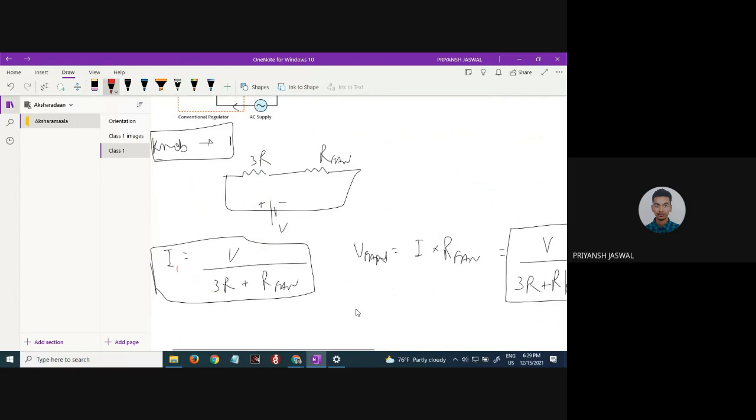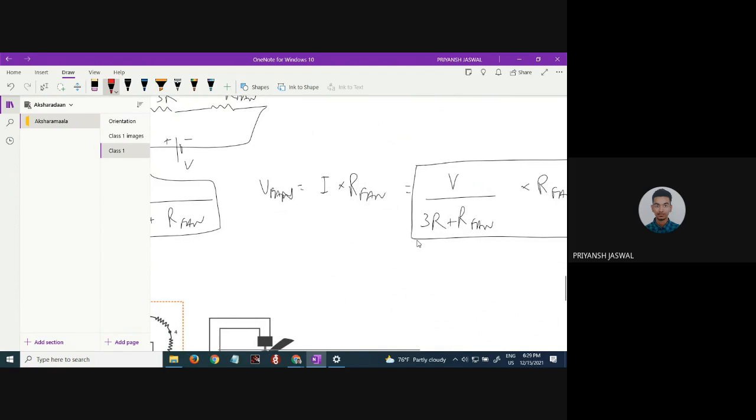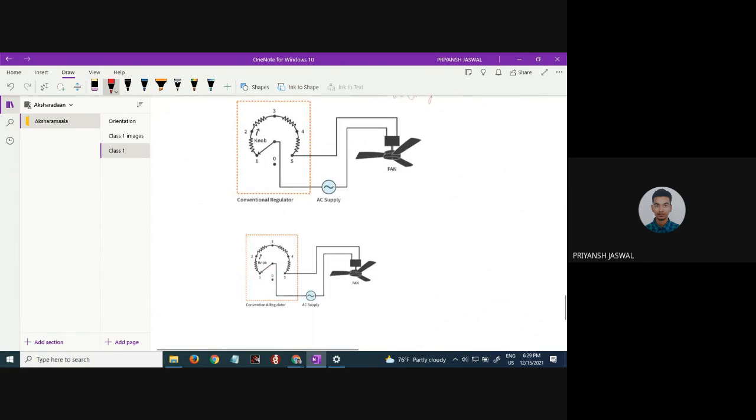So if I is large, the potential drop across the fan will also be large, because it is proportional to I also. So now if you feed something slightly larger to the device, it will create a larger output. So here you provided a larger voltage and it gives you more speed, or greater speed. So it's coming nicely now.